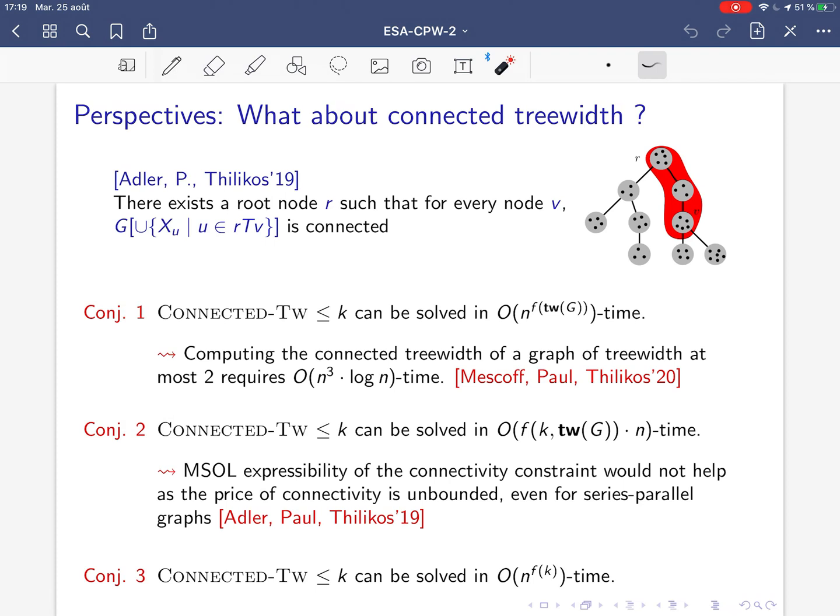Finally, the third conjecture is the weakest one, and we definitely believe that this one is true. But of course, we would like to prove or disprove one of the first two conjectures.